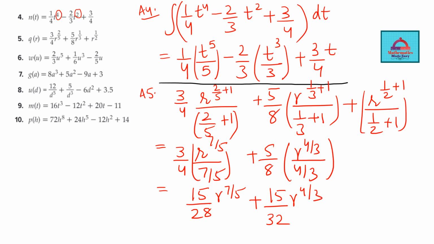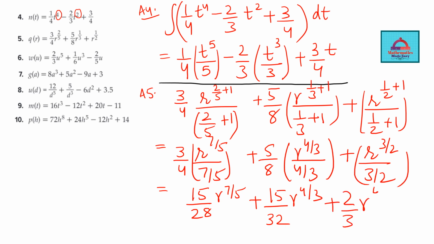Let's write the last term. So here the power becomes 3 by 2. So it is going to be r to the power 3 by 2 over 3 by 2. Reciprocal of 3 by 2 is 2 by 3. So this is the final answer. Don't forget the C, which is constant of integration. Everywhere it will be there. So that completes answer 5.